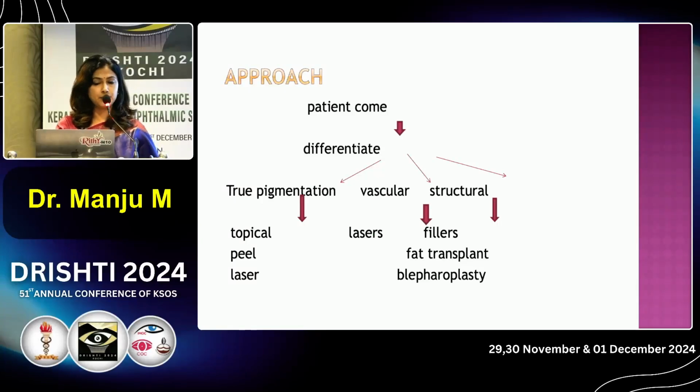So coming to the approach, when a patient comes with periorbital melanosis, what I usually practice is first we differentiate whether it's a true pigmentation or it's structural. If it is a true pigmentation, first we give topical treatment for 1 or 1.5 months. If there is no improvement, we can advise chemical peeling. Usually we do 2 to 3 sessions of peels at 2 weekly intervals. If there is no response and if the patient is willing, we can go for laser toning treatment. If it's a vascular pigmentation, lasers will work. And for the structural, we have to do fillers, fat transplant or blepharoplasty.